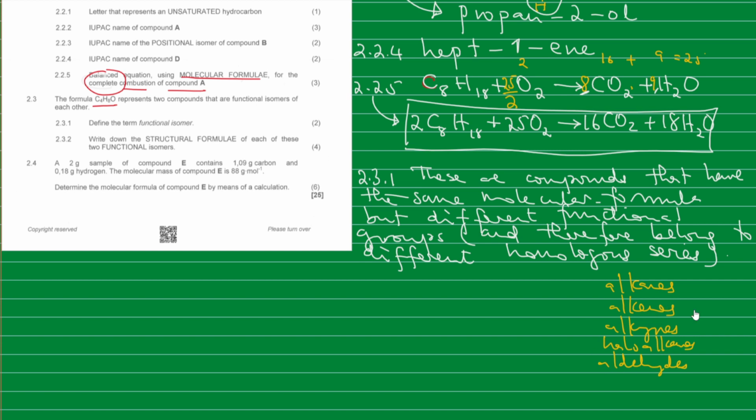So those are homologous series. What makes them different are functional groups. If they've got different functional groups, it means they belong to different homologous series. Okay, so that's what we have. Write down the structural formulae of each of these two functional isomers.